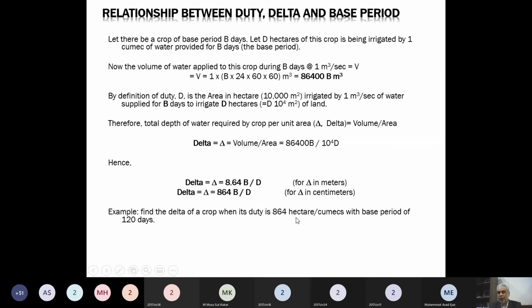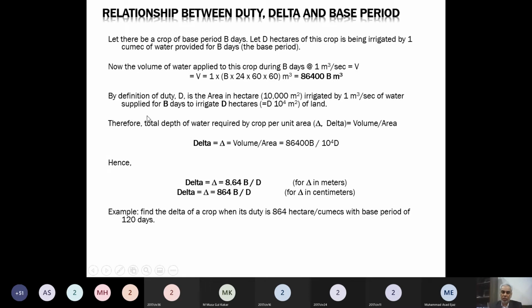Also find the delta of the crop when its duty is 864 hectares per cumec with a base period of 120 days. A similar formula but with a different coefficient is there in the FPS system. In the FPS system, duty will be defined as the area in acres which can be irrigated by a continuous supply of 1 cusec of water for the whole base period. That is the definition of the duty in the FPS system, because the units will be changing. So over there, the unit quantity of water will be 1 cusec, not 1 cumec, and the area will be in acres, not in hectares.